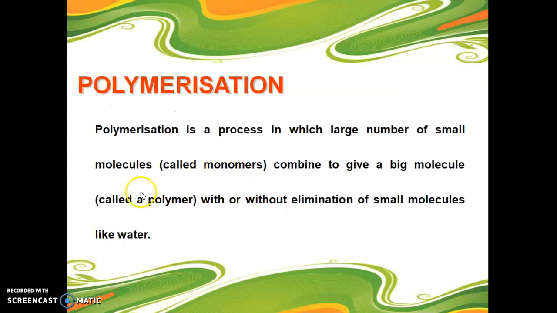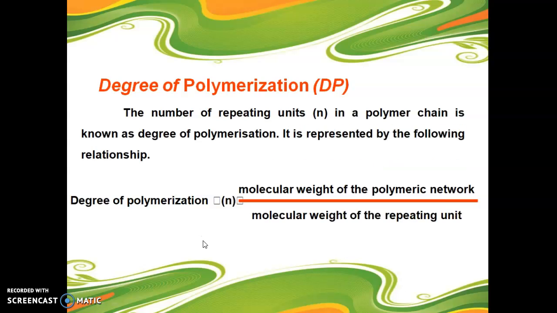So what is a polymerization? It is a process in which large number of small molecules combine to give a big molecule called a polymer, with or without the elimination of small molecules like water, ammonia, etc. Next, what is the degree of polymerization? The number of repeated units in a polymer chain is known as degree of polymerization, and it is represented by the following relationship. So, degree of polymerization is generally denoted by the symbol N. It is nothing but the ratio of molecular weight of polymeric network divided by the molecular weight of repeated unit.